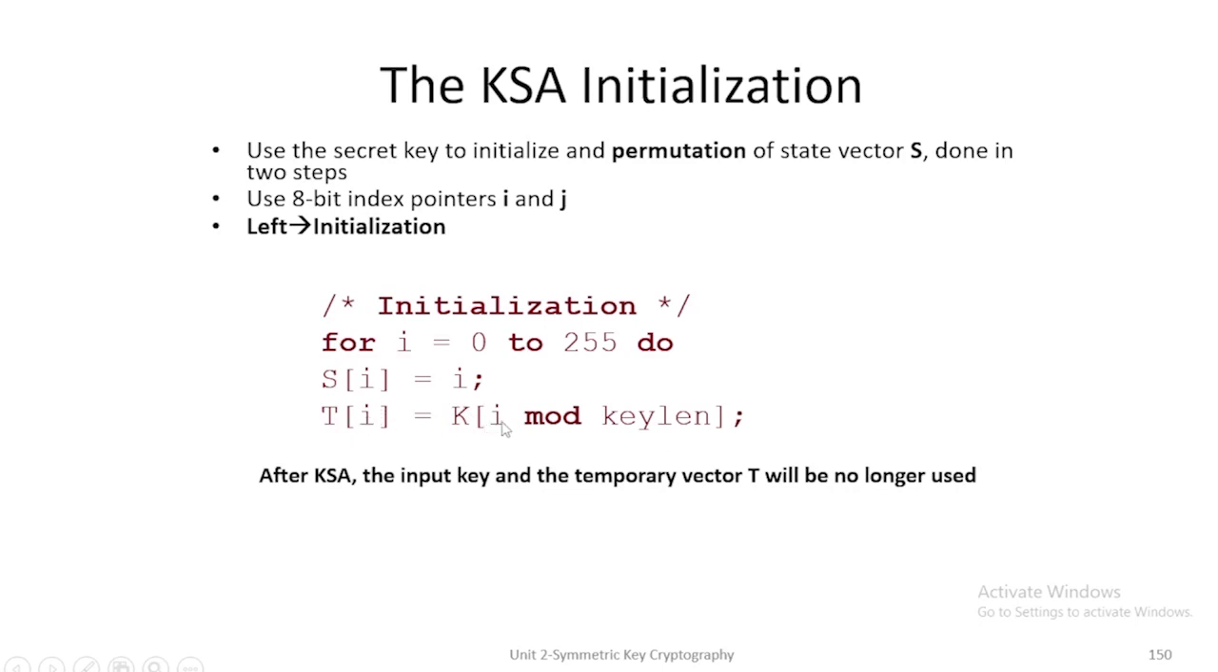If only 8 bits are available, these 8 bits are repeatedly stored in the temporary vector. So the first values K[0] to K[7] are stored at T[0] to T[7]. Then once again, K[0] to K[7] are stored at T[8] to T[15]. Like that, we repeatedly store the key values into the temporary vector.